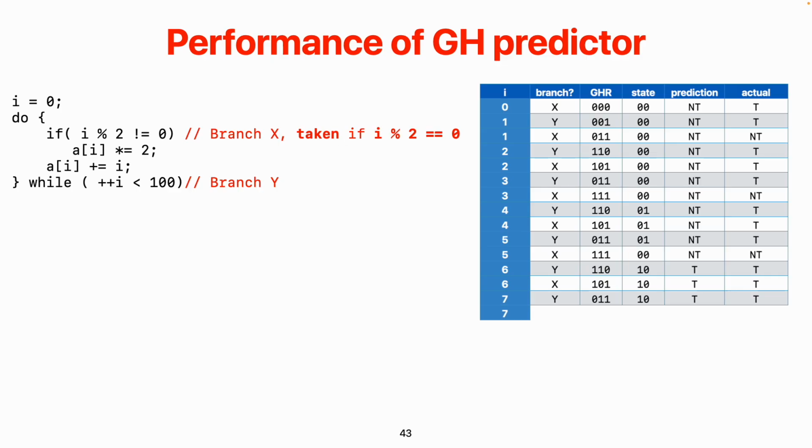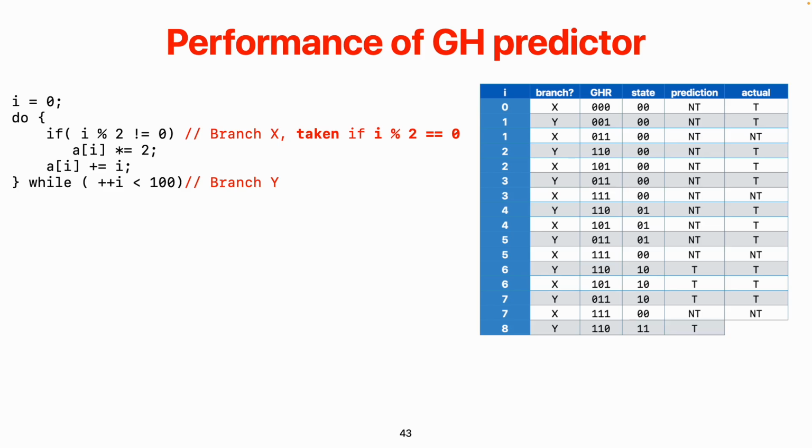How about this one? What's the current GHR? What's the value in there? 0, not taken. Actual outcome? Not taken. Next one. What's the current GHR? 110. What's the current value in 110? 11. What's the prediction? Taken.